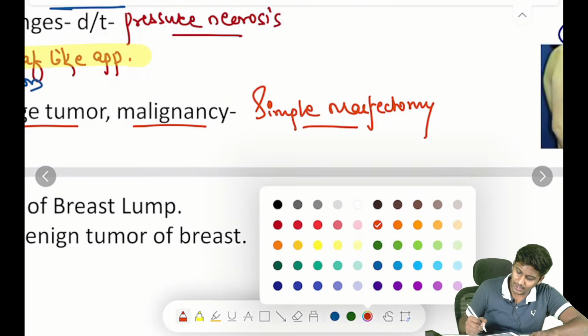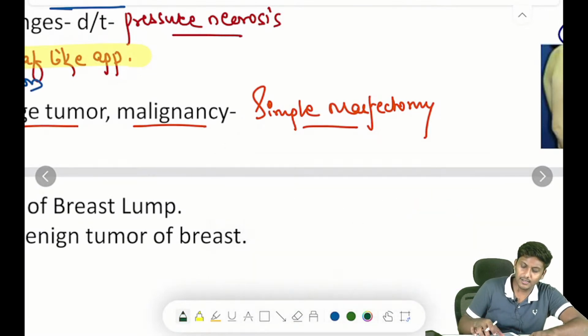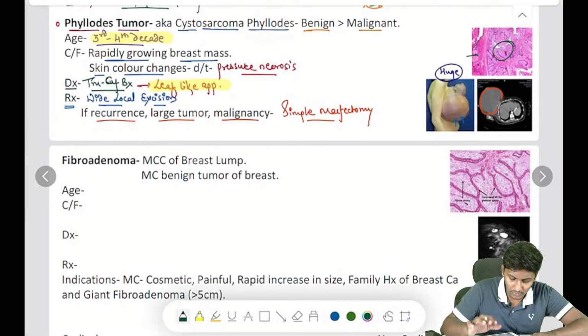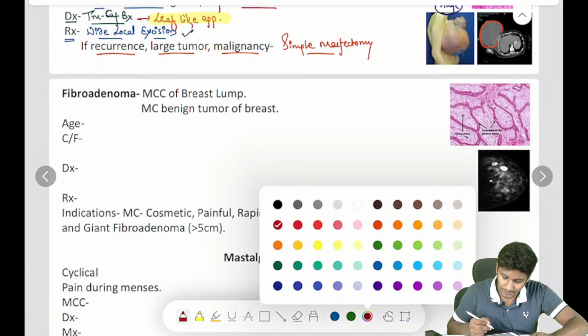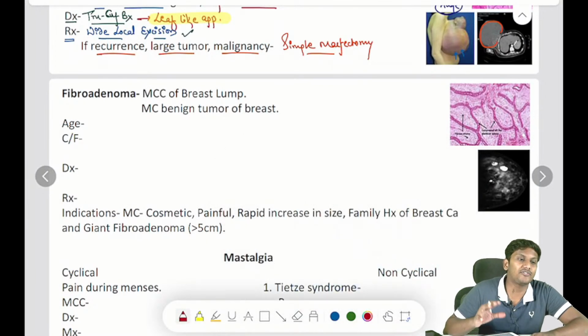No issues with this, anybody? That has to be remembered. Otherwise, wide local excision is the primary treatment for this condition. Okay. Now let's talk about the next benign tumor of your breast, that is known as fibroadenoma.